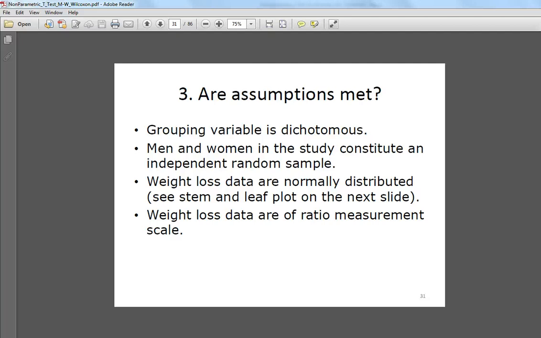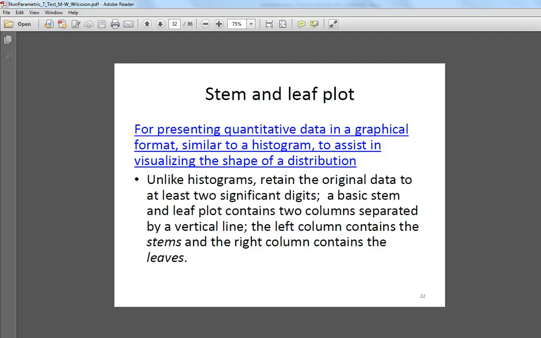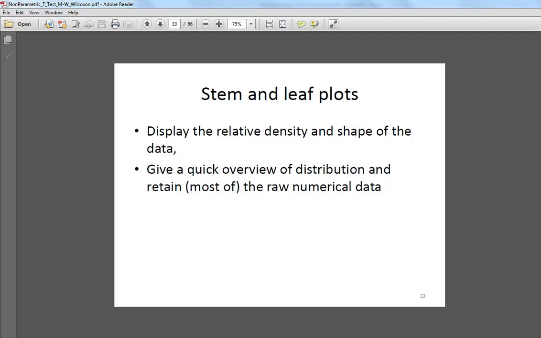Well, for presenting the quantitative data in a graphical format that is similar to your histogram, you can actually use your stem and leaf plot. The stem and leaf plots display the relative density and shape of the data. It gives you a very quick overview of the distribution, because remember, you need to check right away whether your data is normally distributed, because the t-test is usually for 30 samples or less, and you need to inspect your data using your stem and leaf plots.